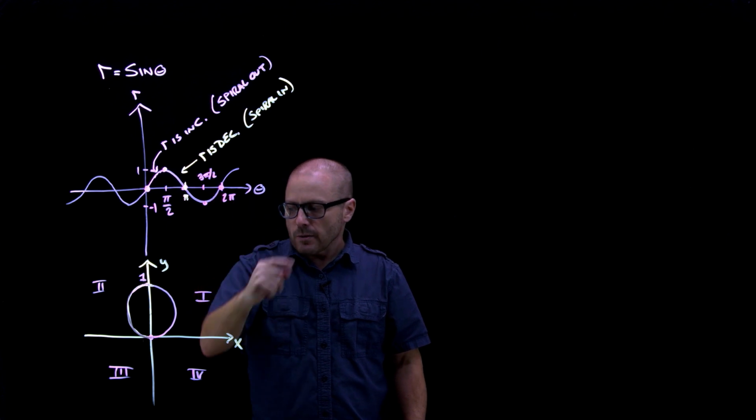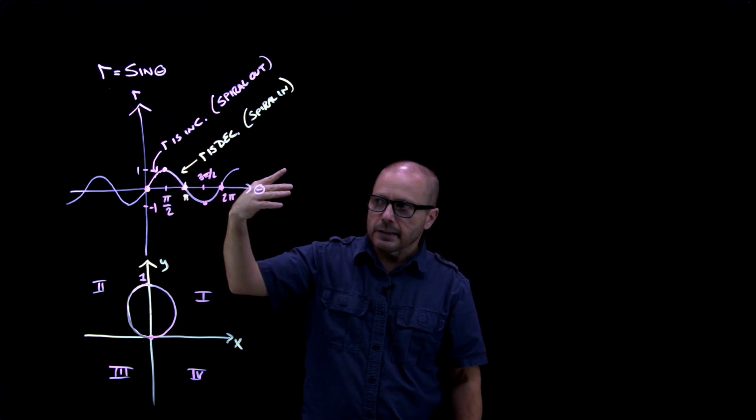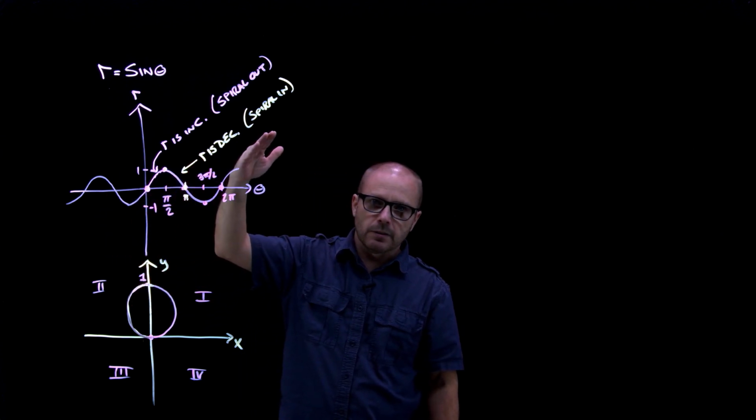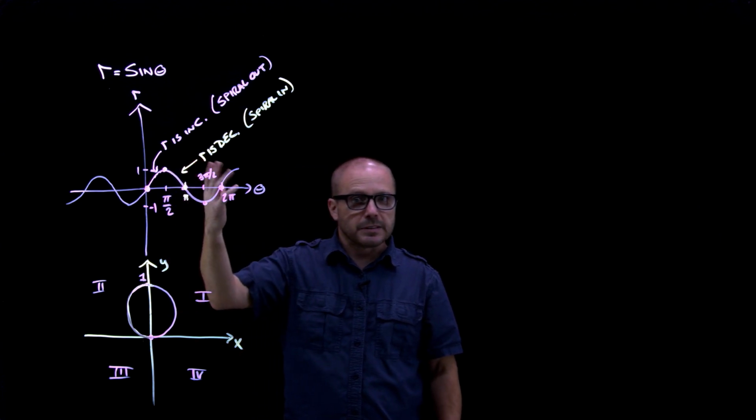Where is r 0? So when are we at the origin? And when are we spiraling out or spiraling in? Because essentially that's all that can happen in polar, right? R is either getting bigger or smaller, or I guess possibly staying the same.